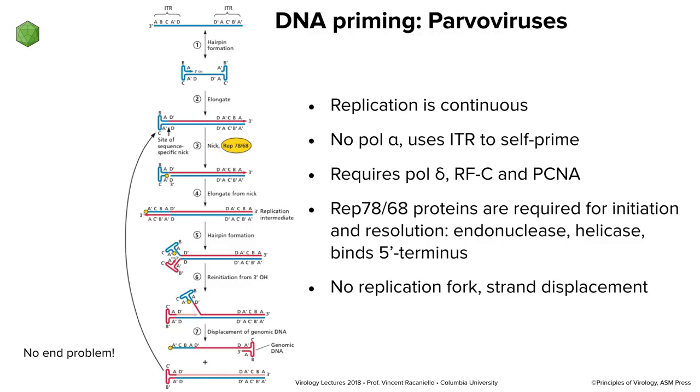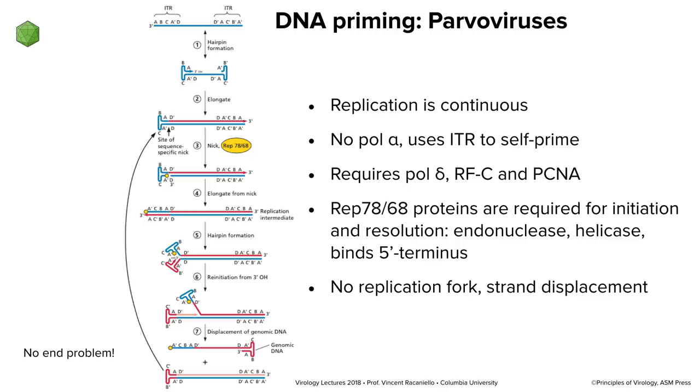Shown in this scheme. So if we go to the left here, this is the overall scheme of reaction. We start with our genome, which can form these hairpins at either end. The cell repairs the single strand by starting at that 3' hydroxyl. And now the red part has been added. So now that's double-stranded. That can serve as a substrate for transcription, and indeed it does. mRNAs are made from this. And one of them encodes a protein, the rep 78/68 protein, and it has several functions.